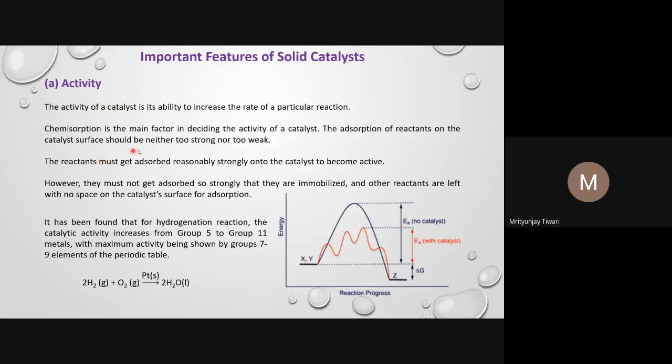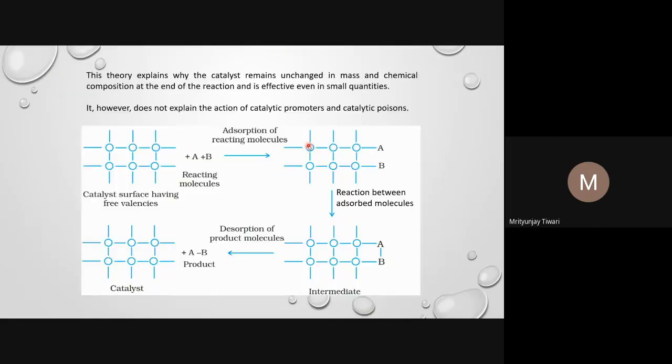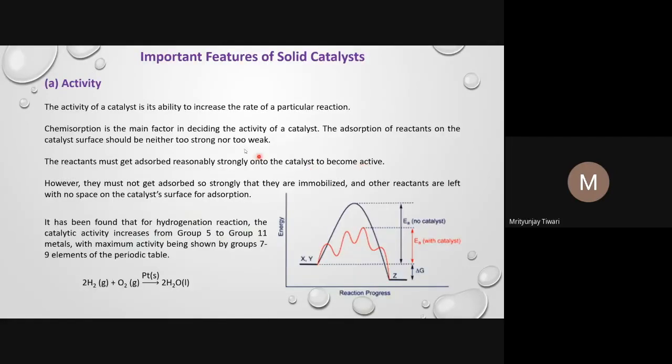So chemisorption is the main factor in deciding the activity of a catalyst, and what we have seen here, the chemisorption takes place, chemical bond formation is happening here. So chemisorption is very important, the main factor in deciding the activity of a catalyst. The adsorption of a reactant on the catalyst surface should be neither too strong nor too weak. And what does it mean? Neither too strong nor too weak means the reactants must get adsorbed reasonably strongly onto the catalyst to become active.